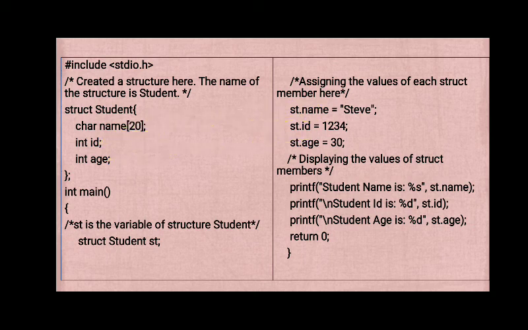And to access, display, read, write, whatever it is, you have to use the dot operator. So if you print the student name as st.name, the name value will be displayed. st.id, the id will be displayed, and then st.age, the age will be displayed here.